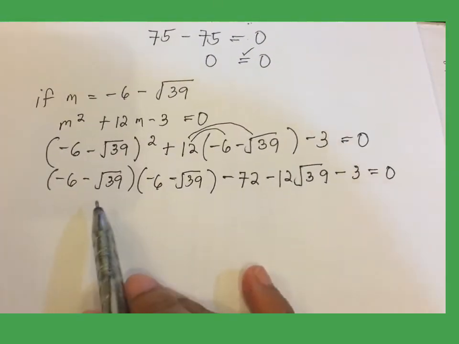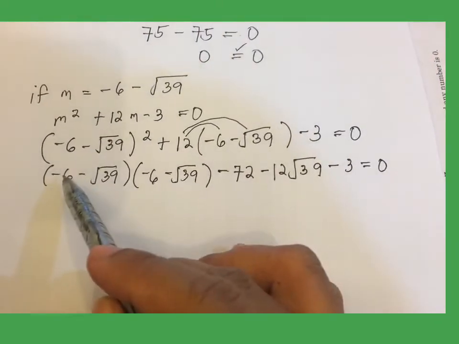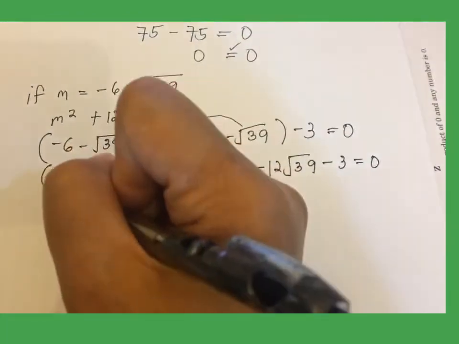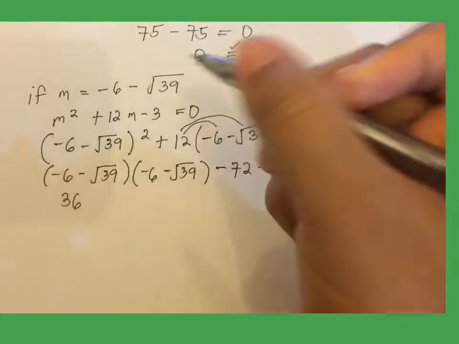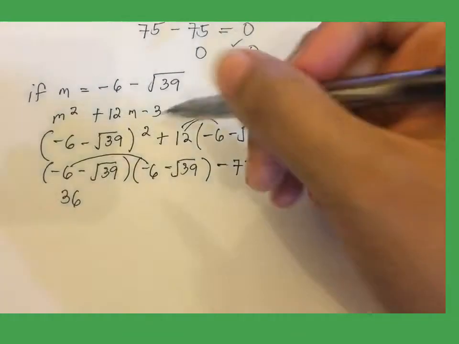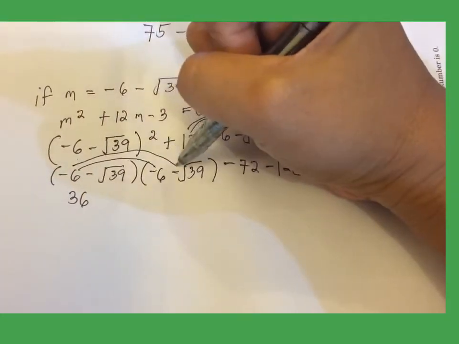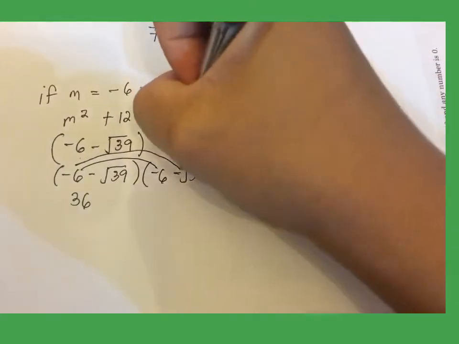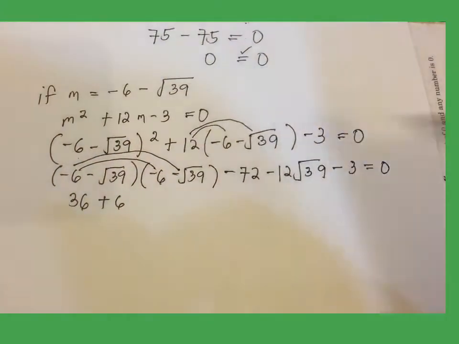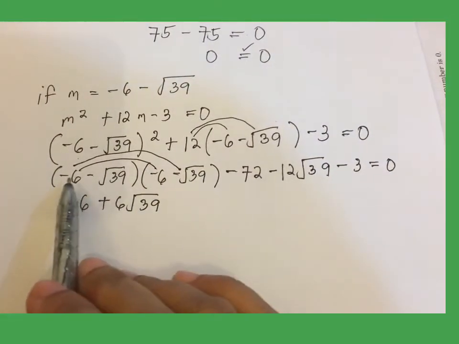Now, this is a square of binomial. We're going to apply the FOIL method or the distributive property, just like what we did earlier. Negative 6 times negative 6, that's positive 36. The next thing we're going to do is multiply negative 6 times negative 1 and square root of 39. So that is positive 6 square root of 39. We're done with the first term here.